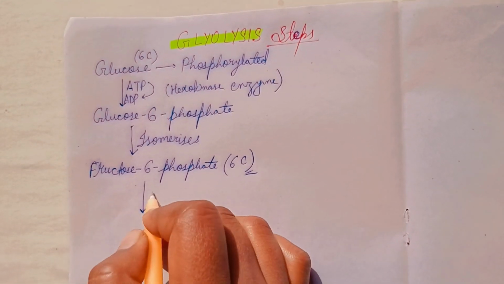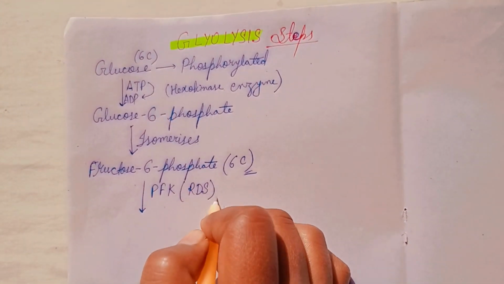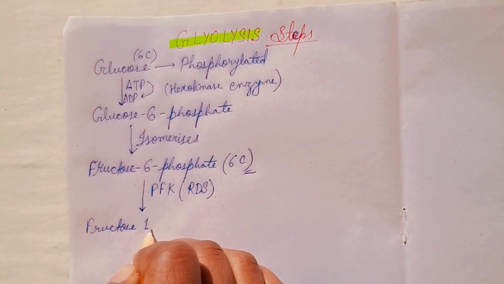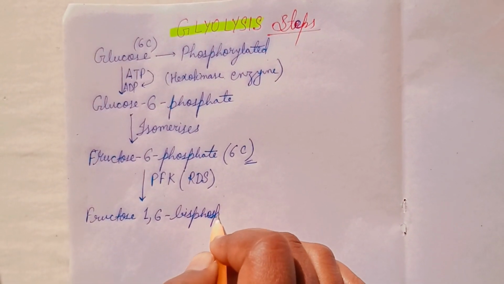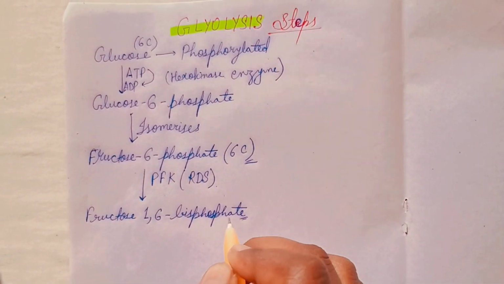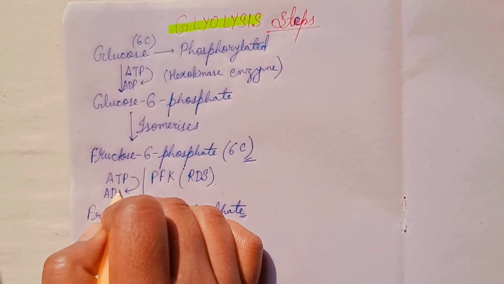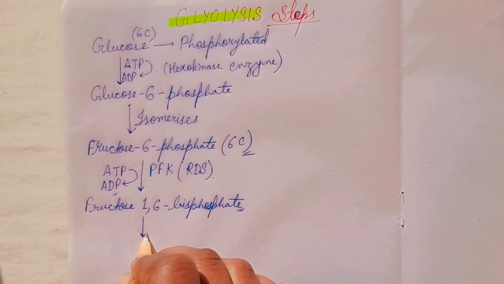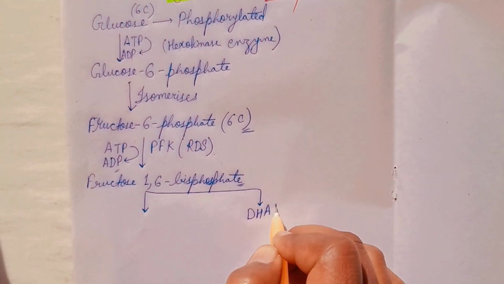Here, fructose 6 phosphate with the help of enzyme PFK, which is phosphofructokinase, will convert into fructose 1,6 bisphosphate, and this step is called the rate determining step, RDS. Here, 1 ATP is also used. After this, fructose 1,6 bisphosphate compound will convert into PGAL and DHAP.